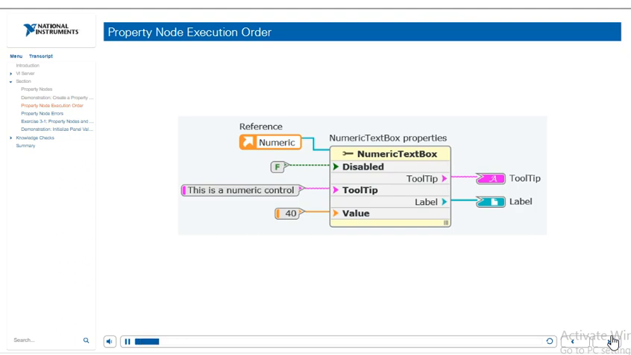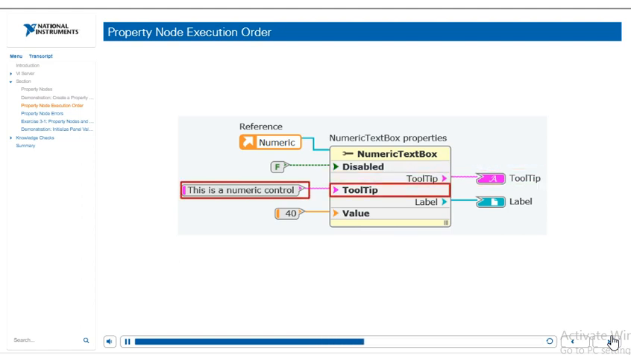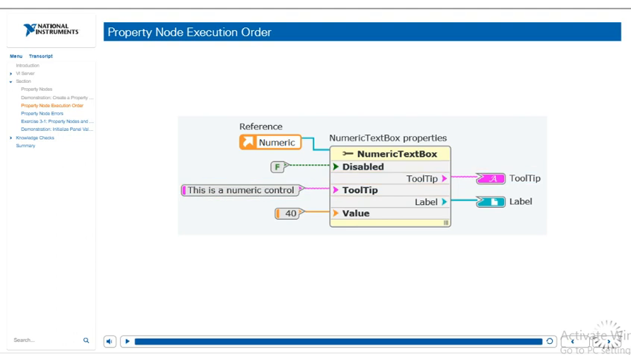Property nodes are expandable and have multiple properties. Property nodes execute from top to bottom. The first time this node executes, the old value for the tip strip is read and passed to the indicator. The new value is written but not read because property nodes execute from top to bottom, and the write terminal executes after the read terminal. If you run the VI again, the tip strip string, this is a numeric control, displays.